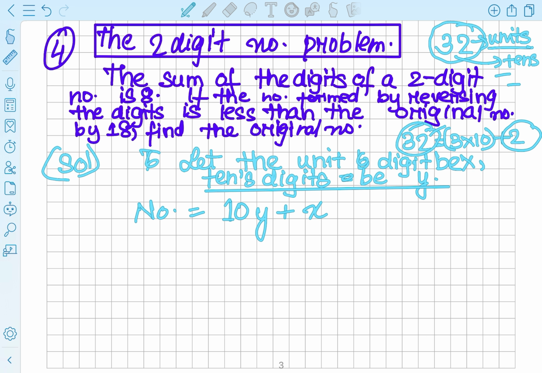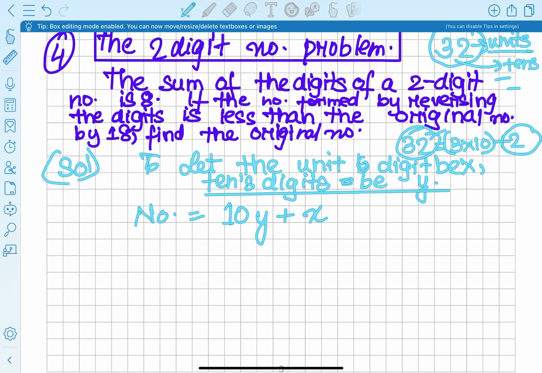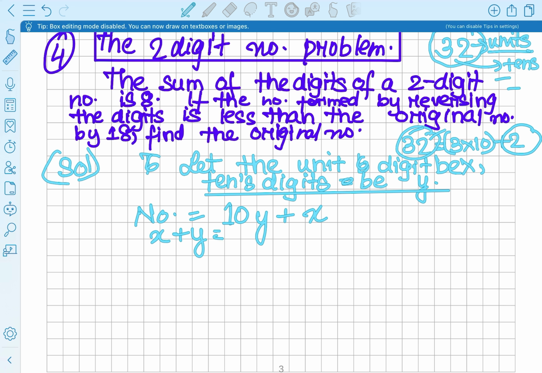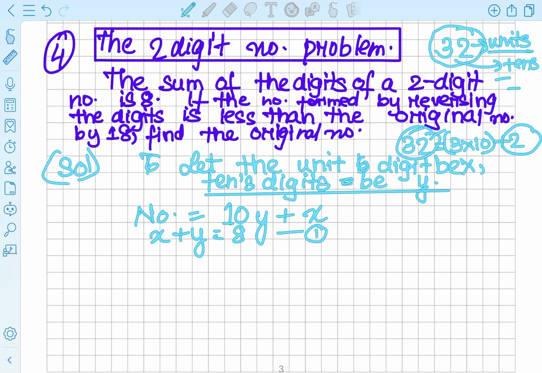Okay, then they are saying that the sum of the two digits is what? X and y. Like 3 and 2 are the two digits of the number 32. X and y are the two digits of this number. So they are saying that the sum of the two digits is 8. So x plus y will be 8. Okay, one equation I got.